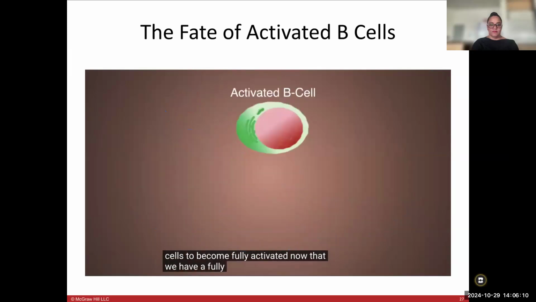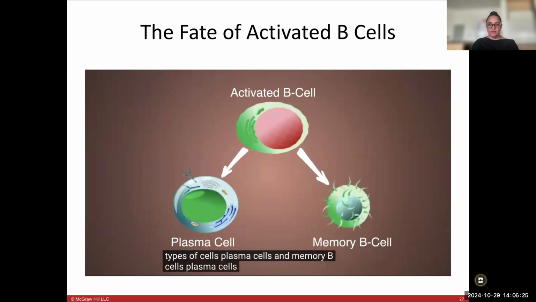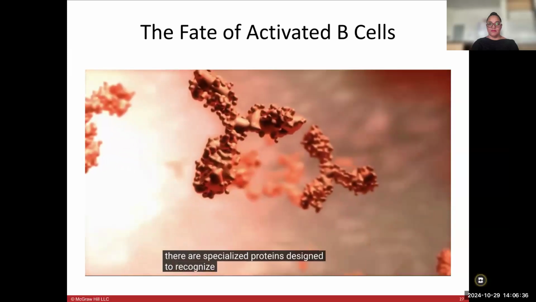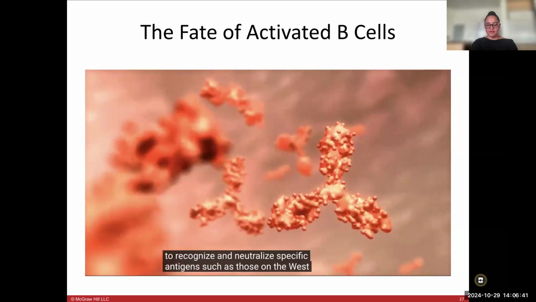Now that we have a fully activated B cell, something interesting is going to happen. It's going to go through a process called clonal expansion, meaning it rapidly divides and differentiates into two main types of cells: plasma cells and memory B cells. Plasma cells are like antibody producing factories. They secrete a bunch of antibodies, and these antibodies are like the heroes of the immune system. They're specialized proteins designed to recognize and neutralize specific antigens, such as those on the West Nile virus.